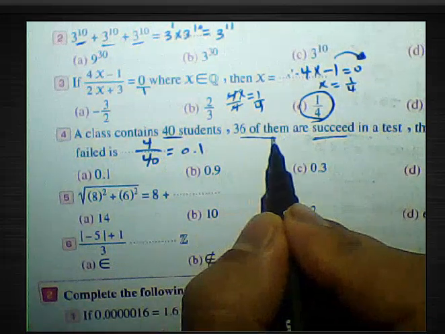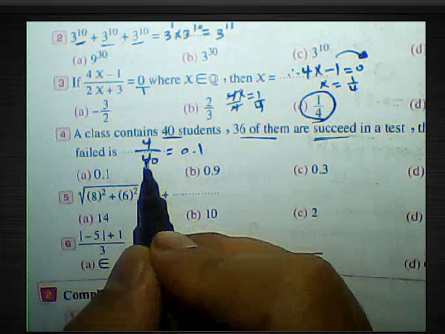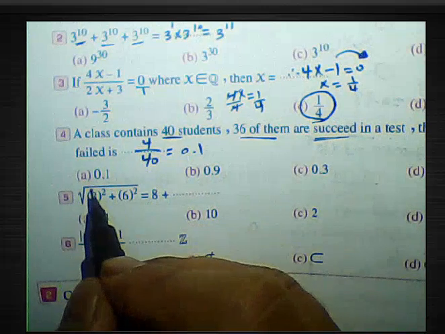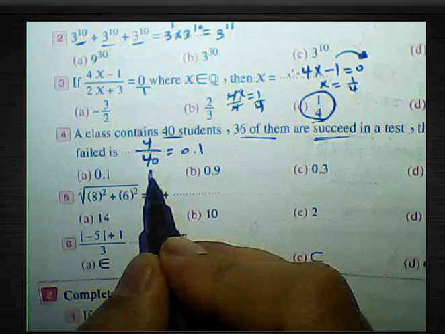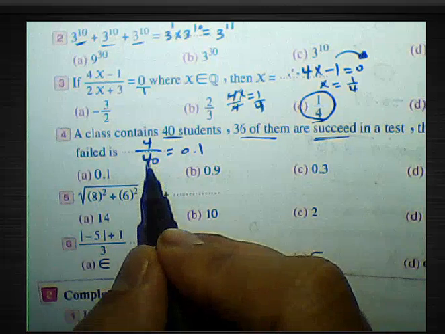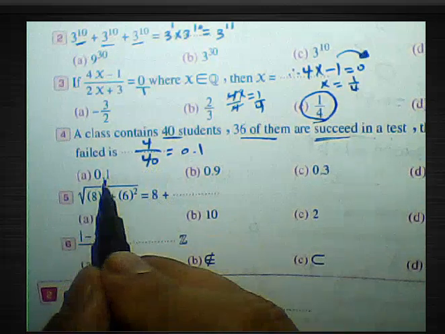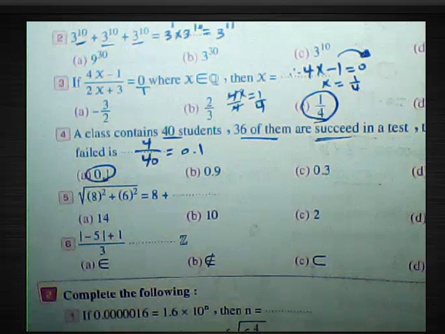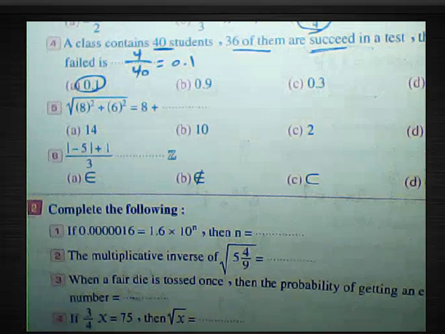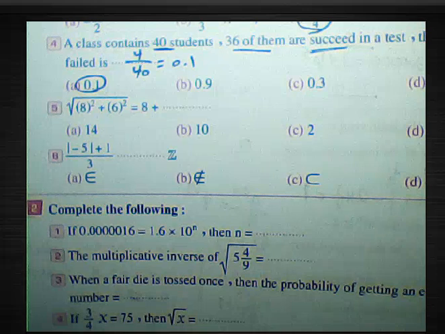Again, the class contains 40 students. 36 of them succeeded, then 4 students failed. The probability of failed students is 4 over 40. We can divide by 4, and the result will be 1 over 10. It will be 0.1.